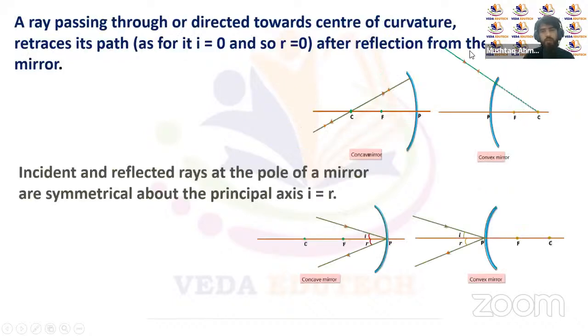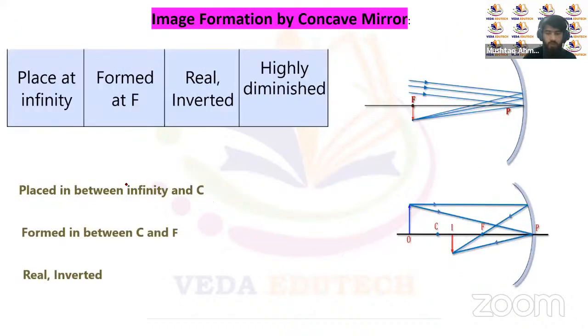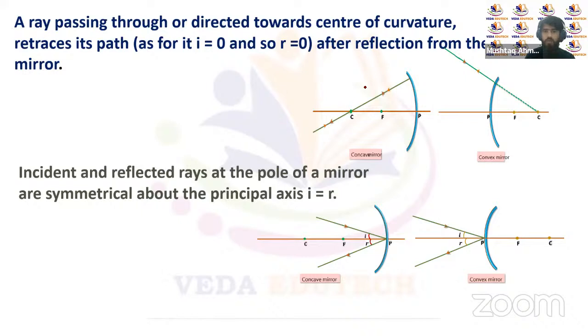Now, let's talk about the second rule. The second rule is that a ray passing through or directed towards the center of curvature, so it means that if a ray is passing through or is directed to pass through the center of curvature, right? We know that when a ray of light passes through or appears to pass through the center of curvature, then at the point of incidence on the spherical mirror, the angle of incidence will be equal to the angle of reflection, and the normal will be drawn from the center of curvature.